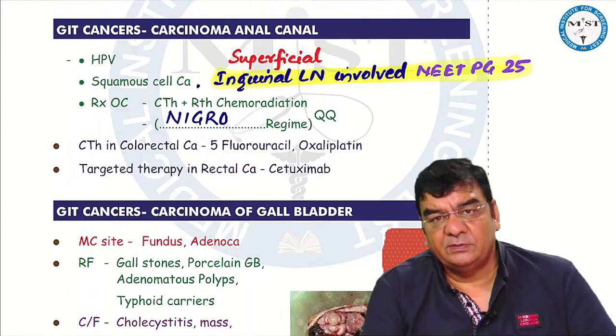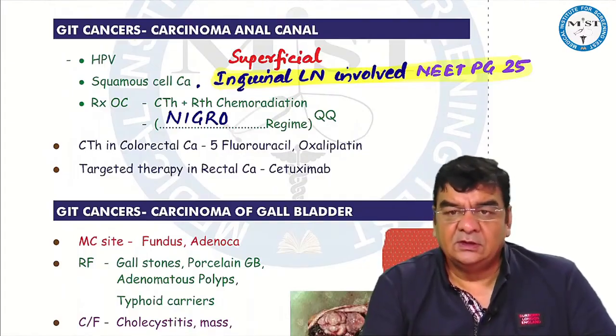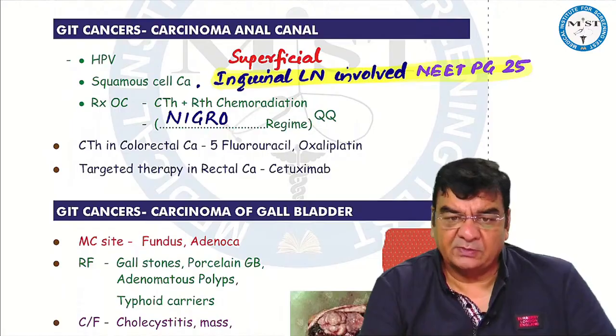This chemoradiotherapy is the Nigro regimen for anal canal cancers. The chemotherapy which we can use in colorectal cancer is 5-FU and oxaliplatin. Targeted therapy used in rectal cancer is cetuximab.